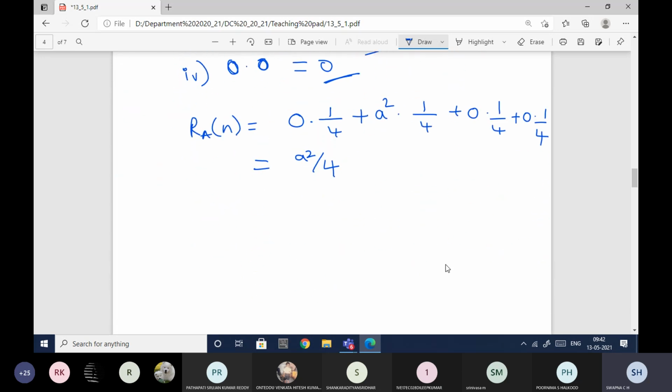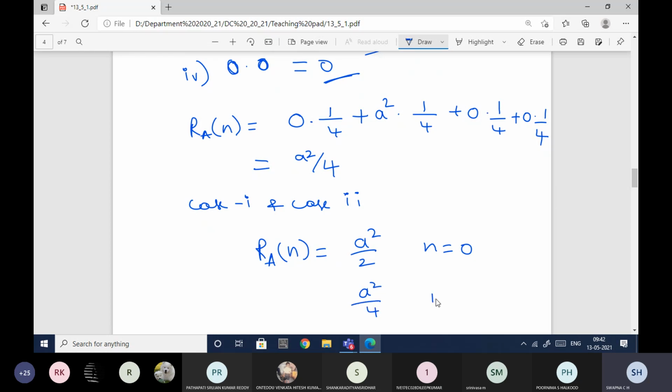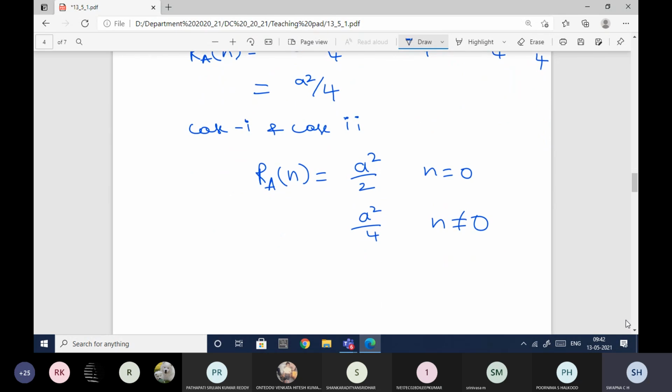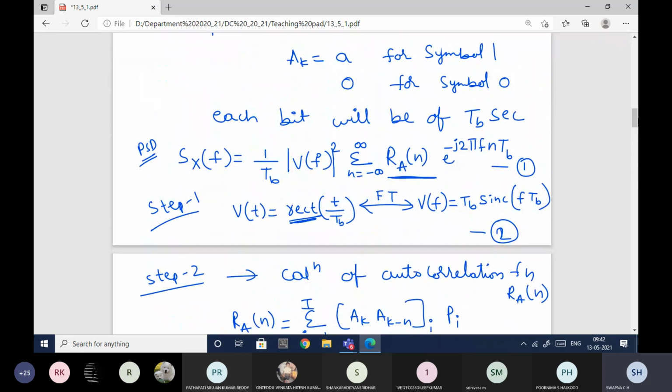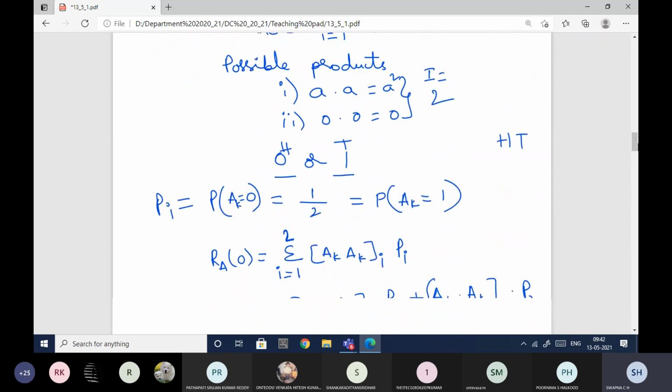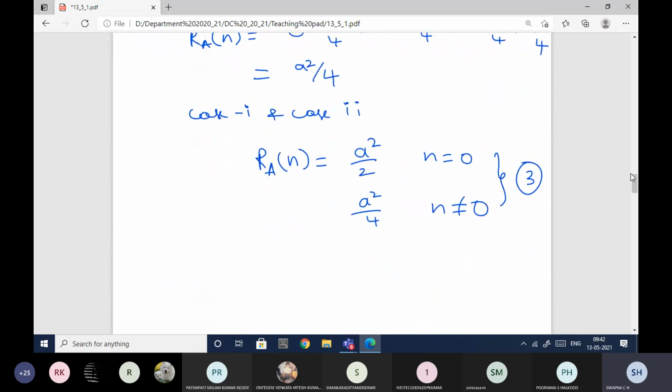Okay, so finally I can summarize case 1 and case 2 together as Ra of n is equal to A square by 2 for n is equal to 0 and A square by 4 for n not equal to 0. Okay, anybody has got doubts until here? This I'll name as equation 3. First equation is the original PSD equation, then V of f equation, then finally this Ra of n. Anybody have got doubts until here? You can ask me.